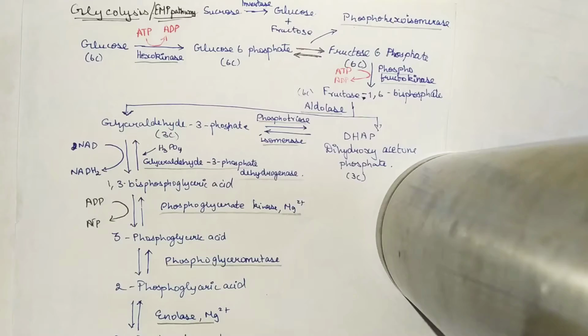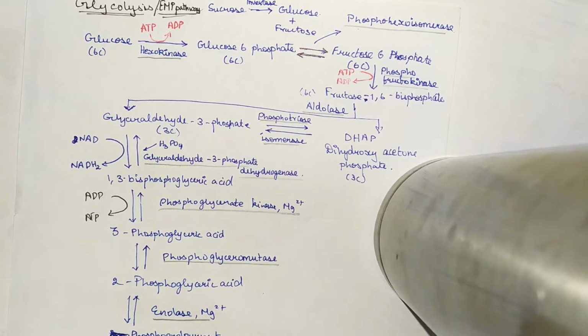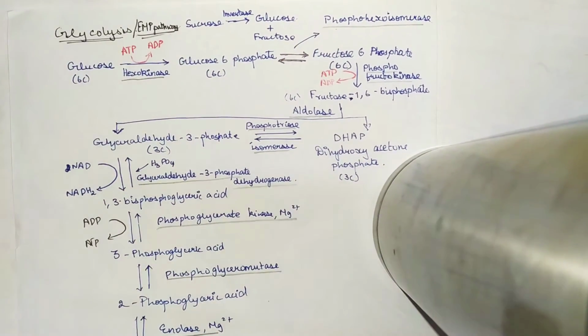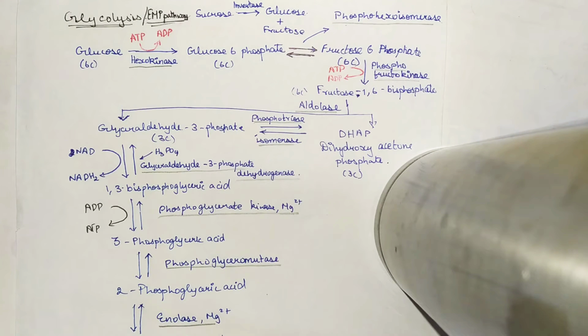Now we are going to study the process glycolysis. Glycolysis is also called the EMP pathway, because it was given by Embden, Meyerhof and Parnas. Therefore, EMP pathway. Glycolysis is the common path for both aerobic and anaerobic respiration. That's important. Again, I'll repeat, it's the common path for both aerobic and anaerobic respiration.